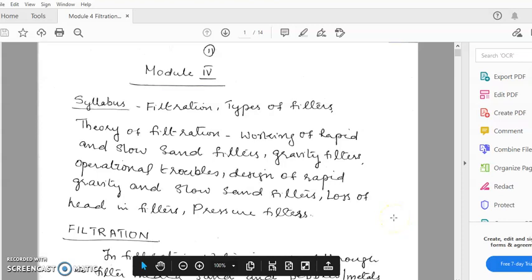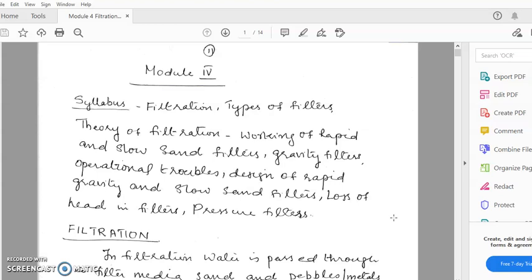Welcome to the new session. Today we are starting Module 4. Module 4 includes filtration, type of filters, theory of filtration, then design of rapid and slow sand filter, etc.